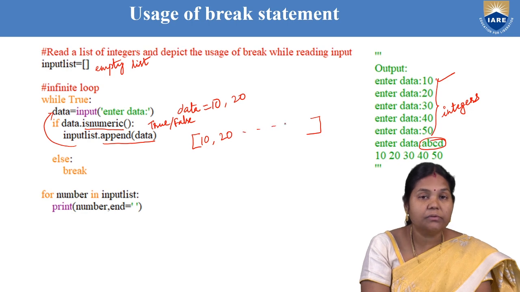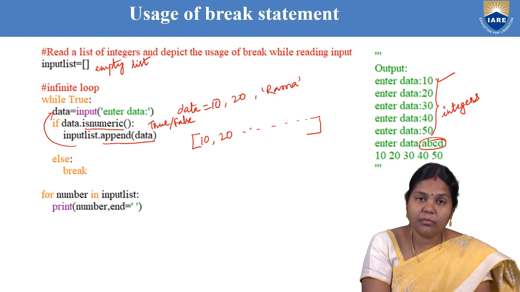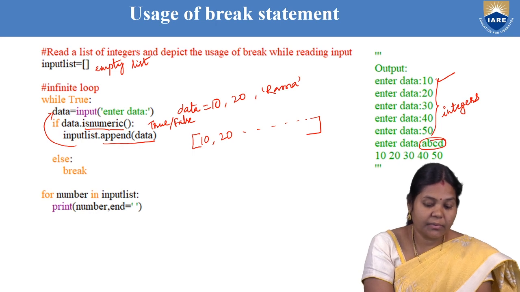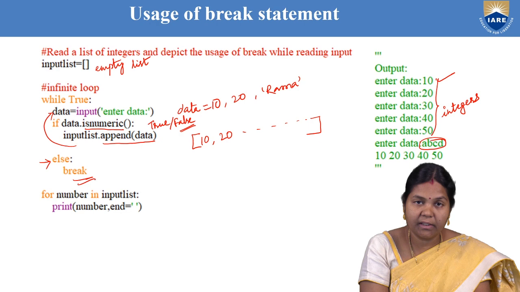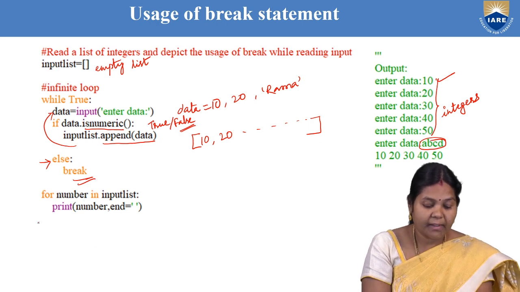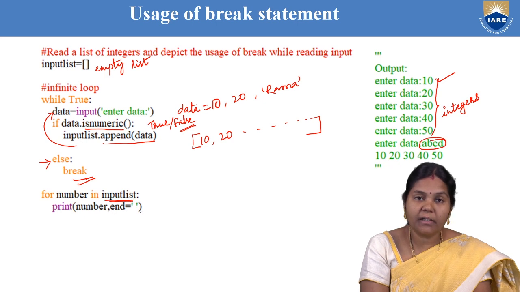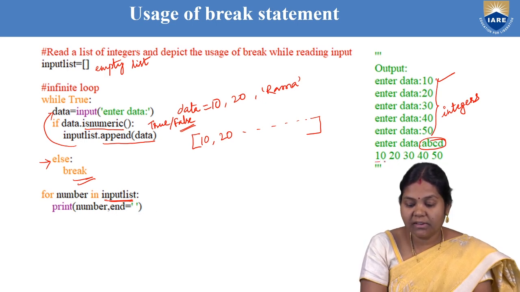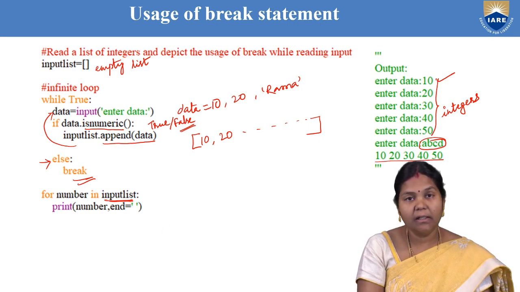So this process continues. But whenever you enter a string, suppose I enter the string Rama here, or some other value which is not numeric, then this condition becomes false. If the condition is false, then it comes to the else part, and there is a statement called break, so it will break the loop. Finally, we print the elements we have stored in the list. For number in input list, it goes on printing all the elements in the list. You can see the output, the list output we have shown over here. This way a break statement is used with a list.